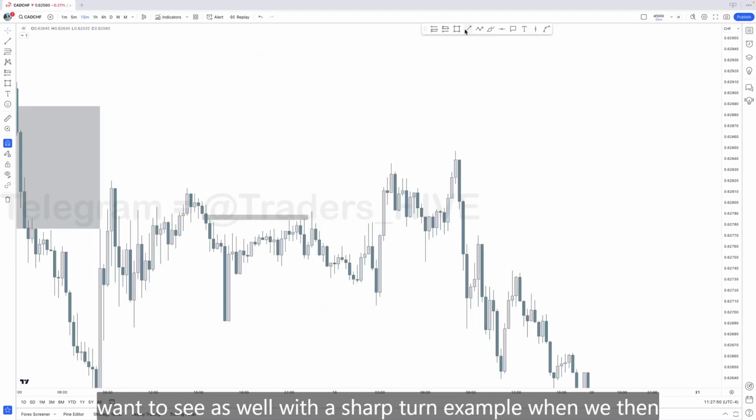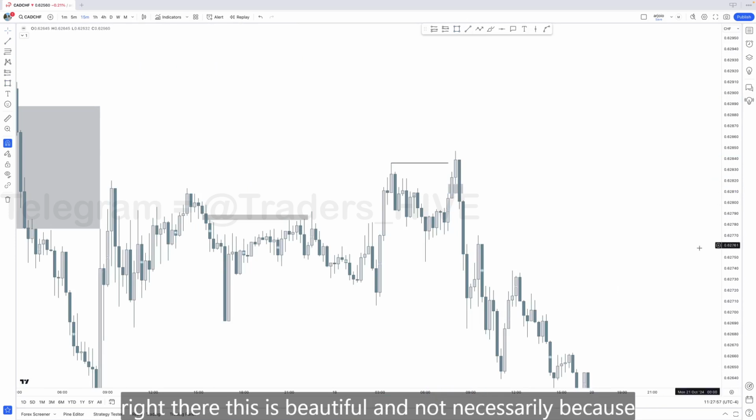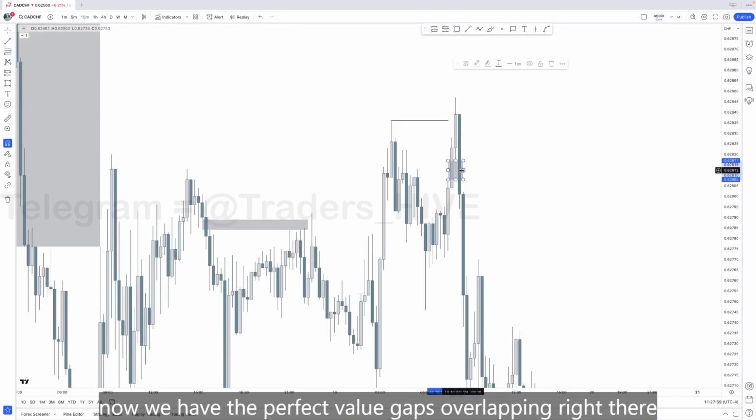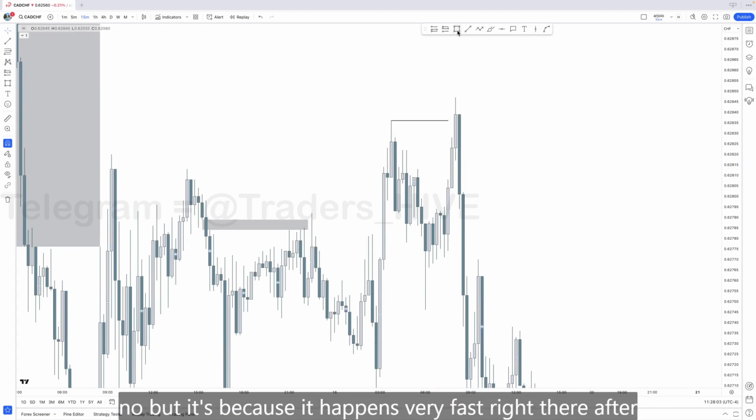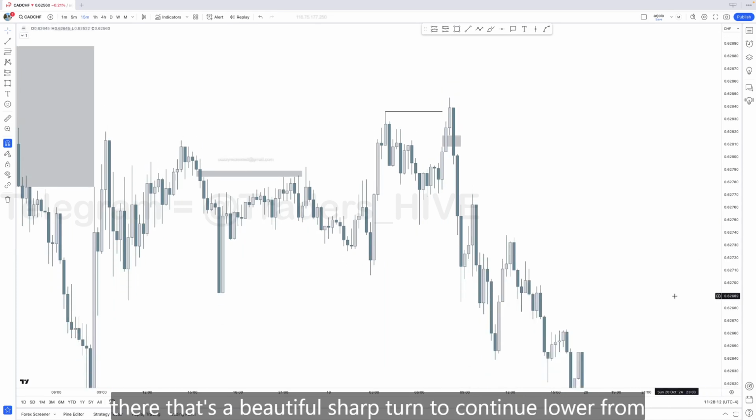So for example, when we sweep these highs right there and then create a sharp turn right there, this is beautiful. And not necessarily because now we have the perfect fair value gaps overlapping right there. No, it's because it happens very fast after sweeping those highs. Fast move higher, fast move lower right there. That's a beautiful sharp turn to continue lower from.